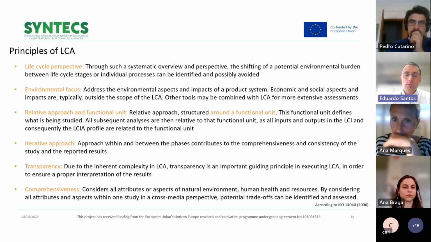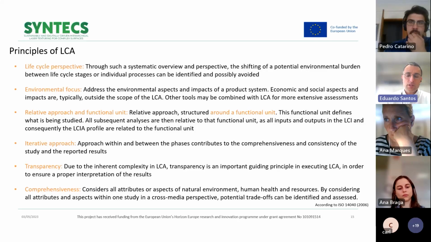Then it has also the principle of iterative approach. So it's something that you can always go back and change or adjust or improve the previous stages, as I said, to set a bit better the goal or the scope of the assessment. We can change that. We can also change and improve the inventory, so we can collect more data, or data for a given process that may be important for the assessment. And so it has this nature of iterative approach.